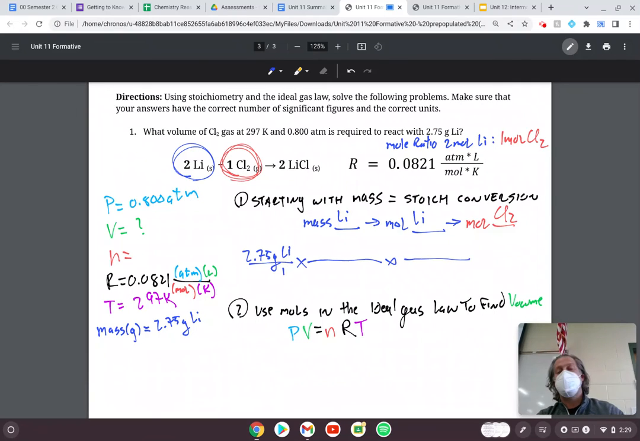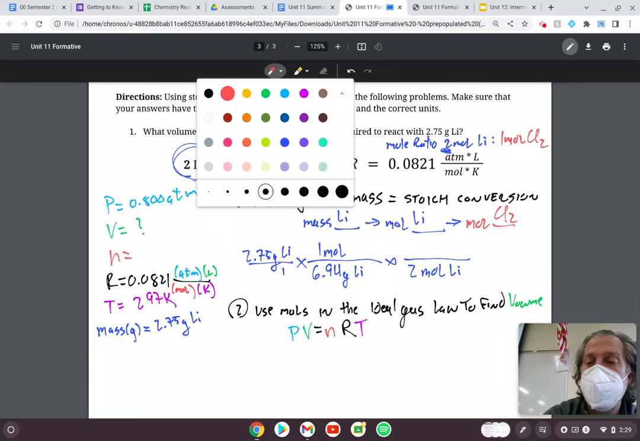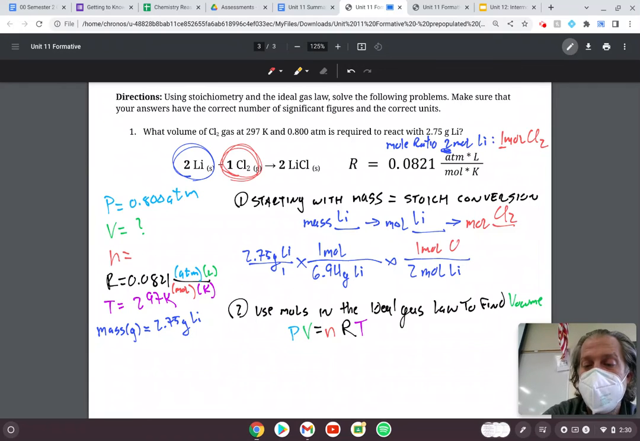When I go mass to mole, I need to use the molar mass, which I find on the periodic table. The molar mass for lithium is 6.94 grams of lithium in 1 mole of lithium. And now because I'm using my mole ratio, where it's 2 moles of lithium for every 1 mole of Cl2, I'm going to put 2 moles of lithium on the bottom and 1 mole Cl2 on the top. So 2.75 divided by 6.94 divided by 2 gives me a value of 0.198126 dot dot dot.